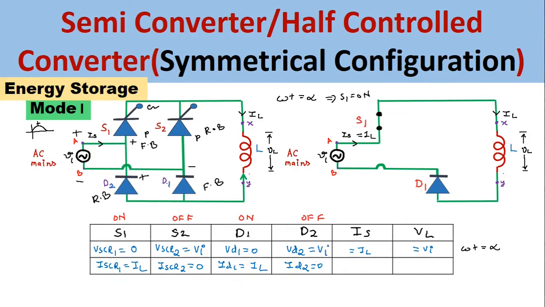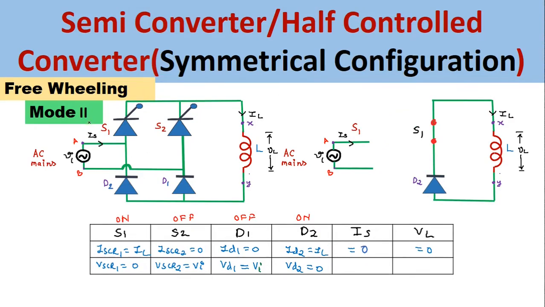Now we will take diode D1. Diode D1 is on, therefore the voltage across this device will be equal to 0 in ideal condition, and the current through this device will be equal to the load current, because all these devices are in series with this load. Now we will take diode D2. D2 is off, therefore the current through this device will be 0, and the voltage across this device will be equal to the input voltage. Source current will be equal to plus IL and load voltage will be equal to plus VI. We will use all this data while drawing the waveforms for the semi-converter in symmetrical configuration.